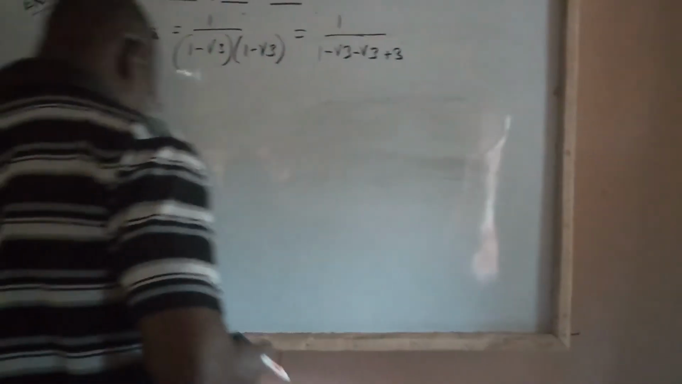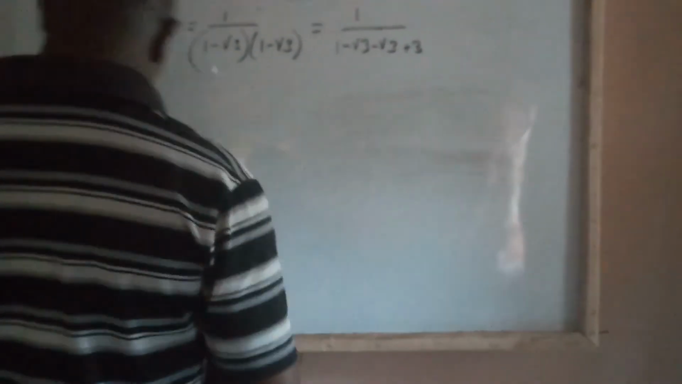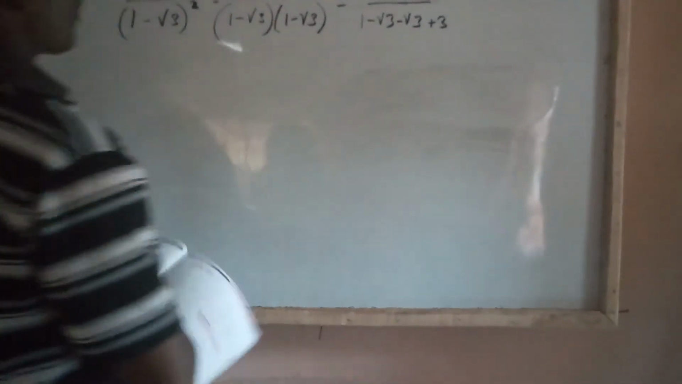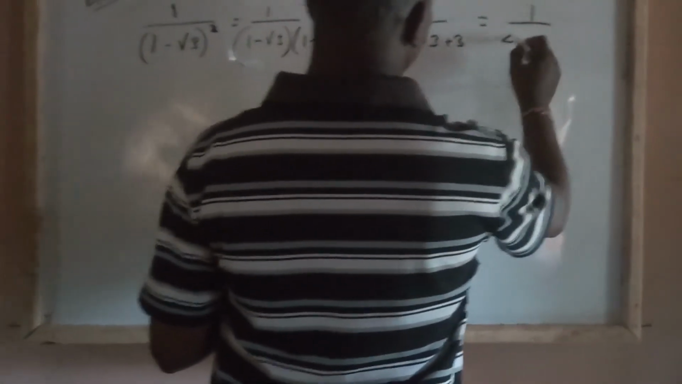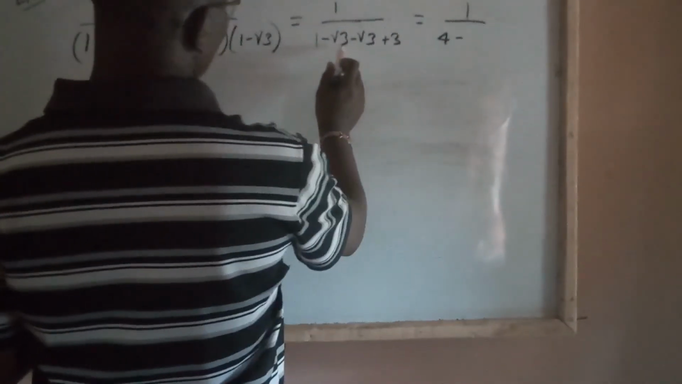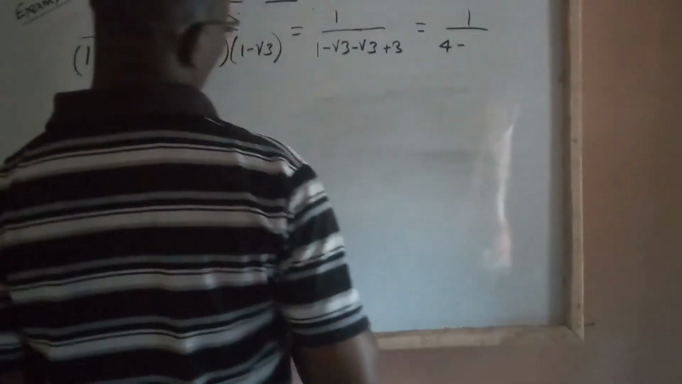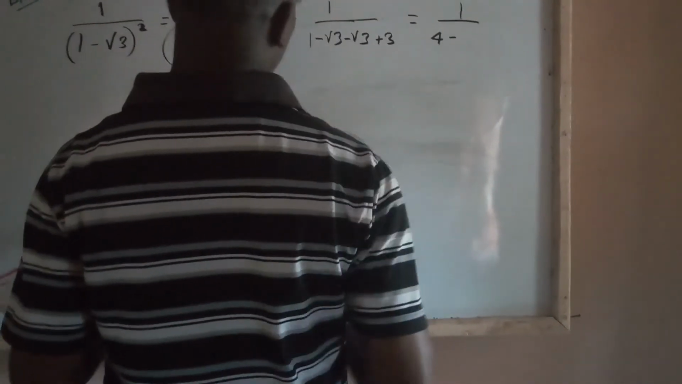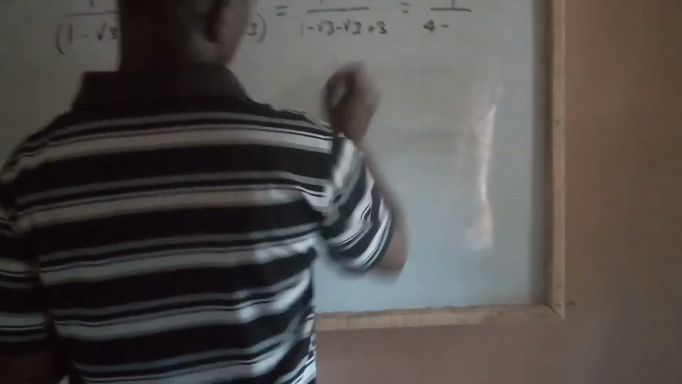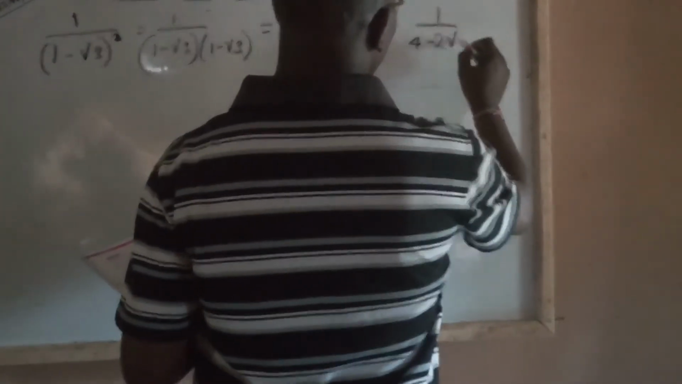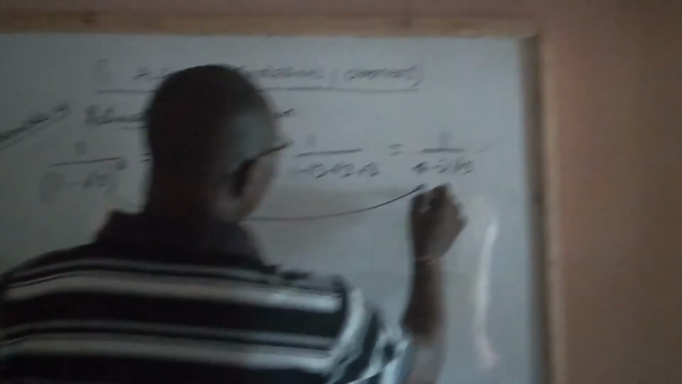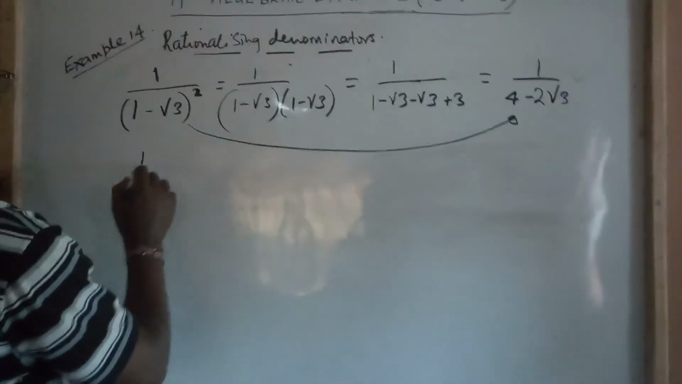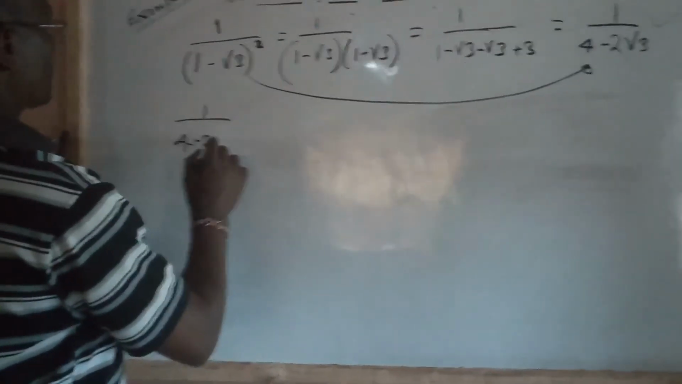Once we collect the like terms here, we are going to simply have 1 over 1 plus 3, which is a 4, minus a root 3 minus a root 3. If you consider root 3 to be a boy, so minus a boy minus another boy, so minus 2 boys. So that is our expression. This question is now reduced to this part. So we rewrite it afresh and have 1 over 4 minus 2 root 3.